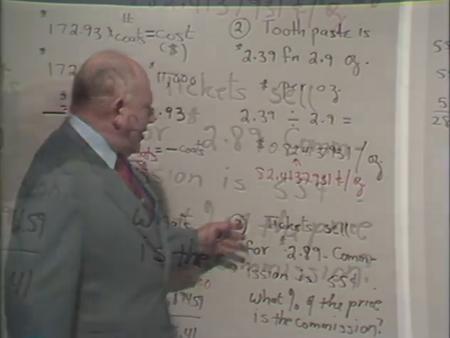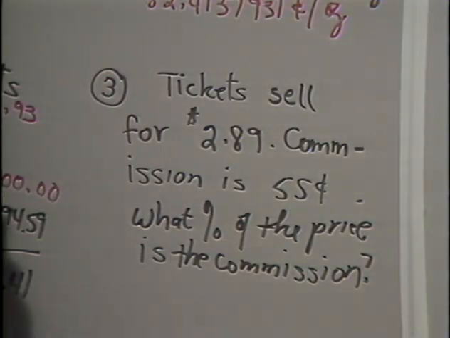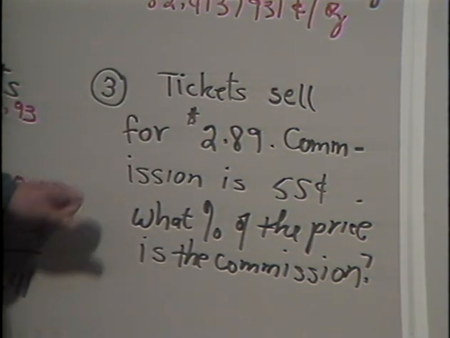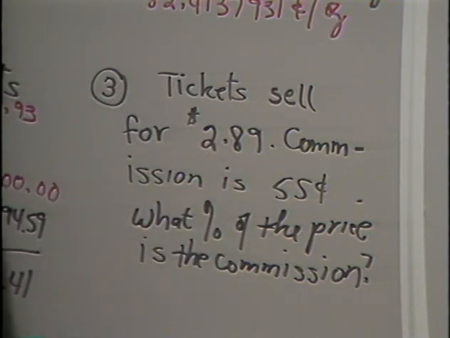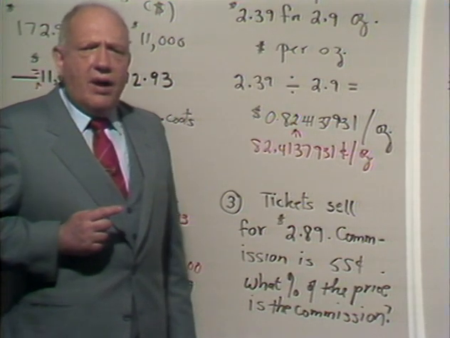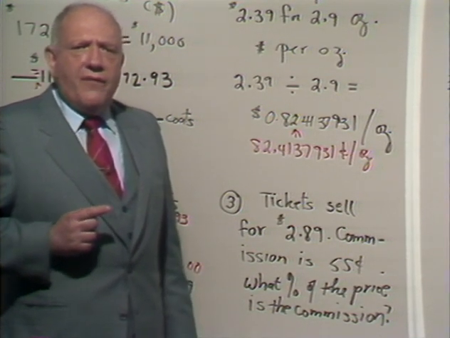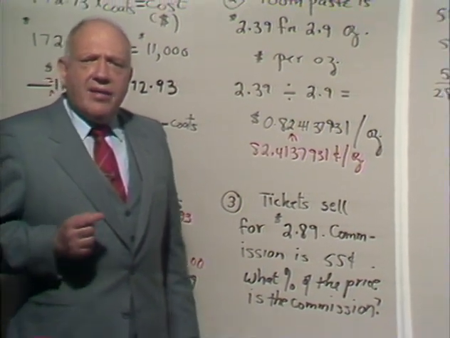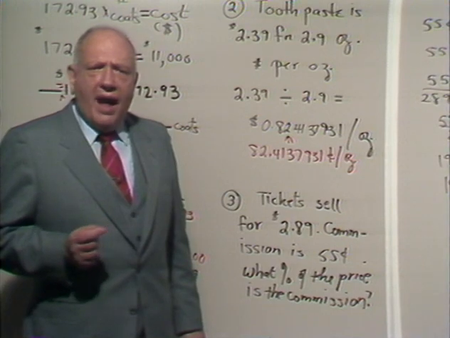Third problem says that students sell tickets for charity to raise money as a fundraiser. They sell the tickets for $2.89 each. Their commission is 55 cents. And the question is, based on the price of the ticket, what percent is this? And this is an interesting question. You see, the point is, if I tell you that I made 55 cents on a ticket, that doesn't tell you whether that was a good income or a bad income.